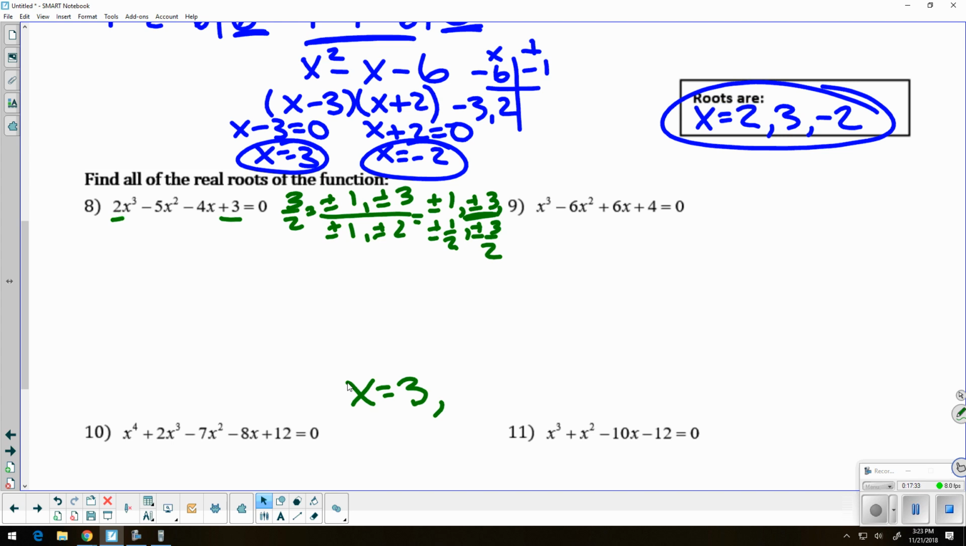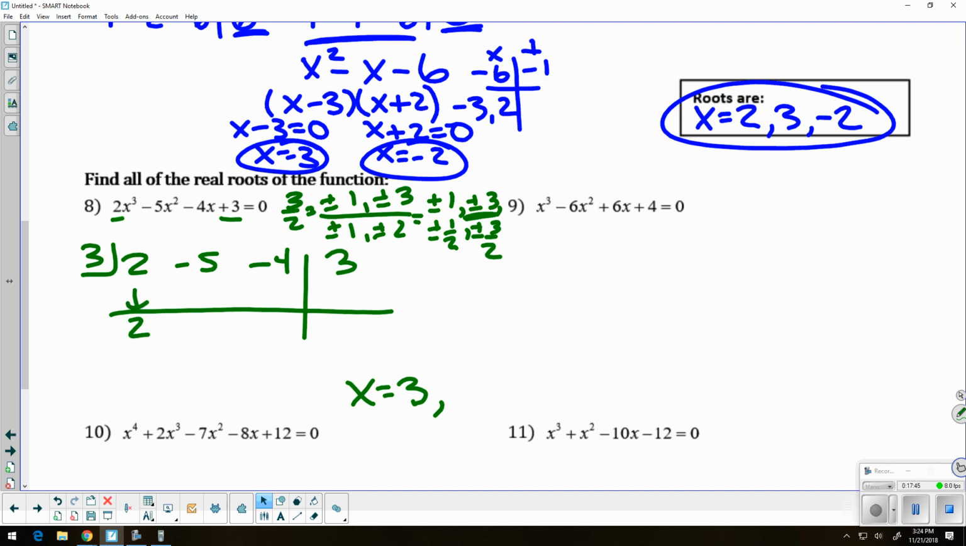So take 3. Let's do synthetic division. So 2, negative 5, negative 4, and 3. But since we know 3 is a solution, then that should mean you should definitely not get a remainder. Okay, but going through, 2 just drops down. Multiplying would be 6. Adding would be 1. Multiplying is 3. Adding is negative 1. Multiplying would be negative 3. And boom, look at that. Again, no remainder.